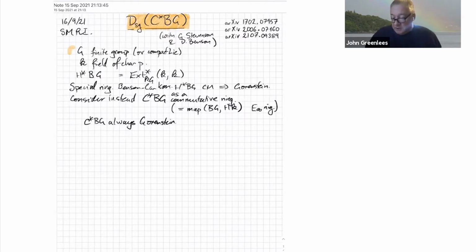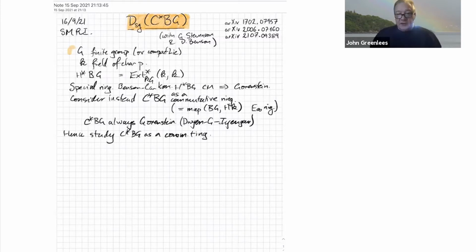And I suppose this is a result of mine with Dwyer and Iyengar. But anyway, the point, which I'm not going to dwell on, is that it's better to think about cochains on BG than the cohomology ring. And that's what we're going to do. So hence, study cochains on BG as a commutative ring. I mean, when I say commutative ring, I mean a commutative local Noetherian ring. And commutative means graded commutative.